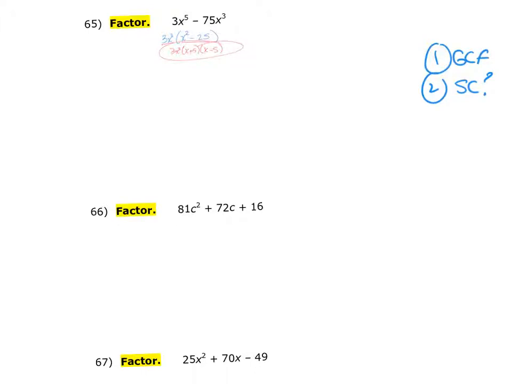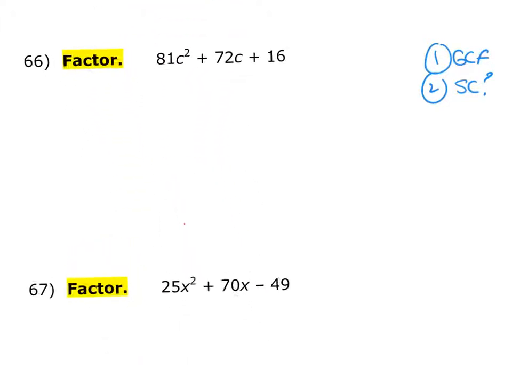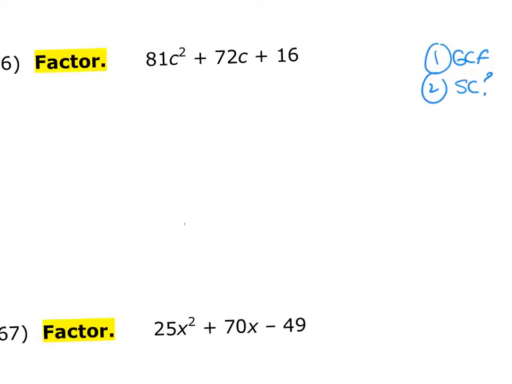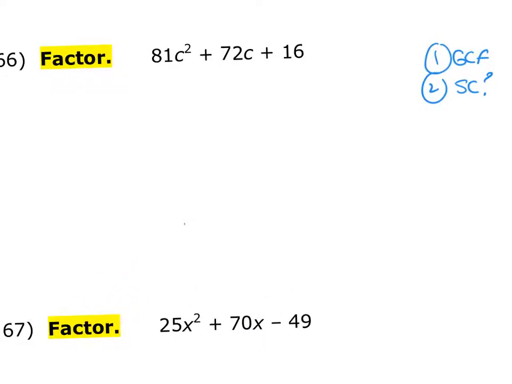Okay, so step 1. Is there a GCF out of this? No, there's not. Step 2, is it a special case? In order to check, remember, you want to take the square root of 81. That's 9. Take the square root of 16. That's 4. And then you multiply those. 9 times 4 is 36. And double it, and it gives you 72.